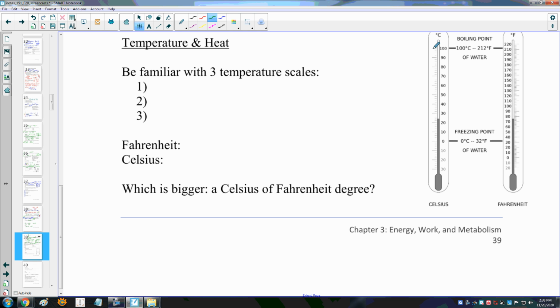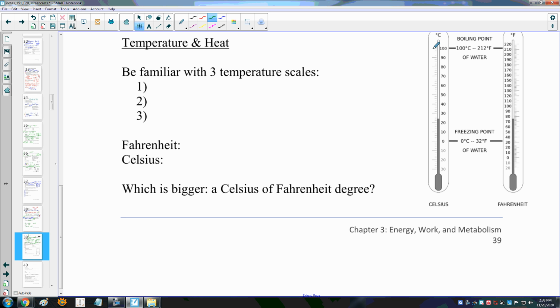Because the human body loses so much of its energy to thermal energy, right? That is the primary way that we lose energy, that we're inefficient, is that we put out a lot of heat to the surrounding environment. It's very important to understand how we measure that energy. And so in this section, we're going to look at both temperature and heat.